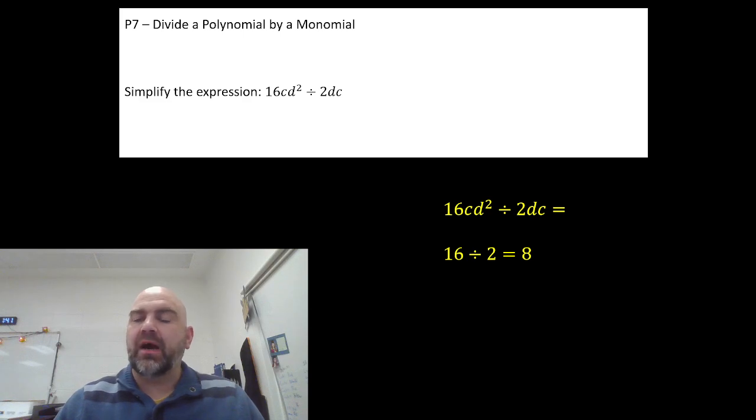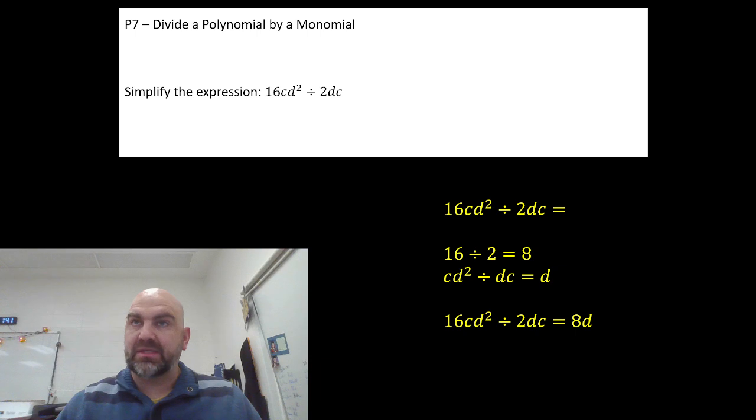Next, we need to divide our variables. Now, we have cd squared and dc. What that means is, based on our exponent laws that we have done, we need to subtract 1d and 1c away from the first one there. So cd squared, subtract a d and subtract a c, and we're left with just a single d. So our answer, when we simplify this in division, is 8d, and that's our answer. That's where we're going to stop it.